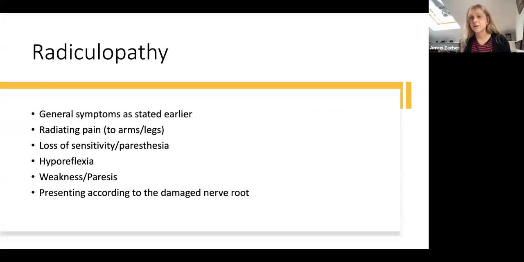Sometimes they occur in the thoracic spine, but that's really, really seldom. Also in radiculopathy, you have a loss of sensitivity or paresthesia, which is like a tingling feeling, and hyporeflexia, weakness, and paresis. And the specialty here in radiculopathy is that they present according to the damaged nerve root.